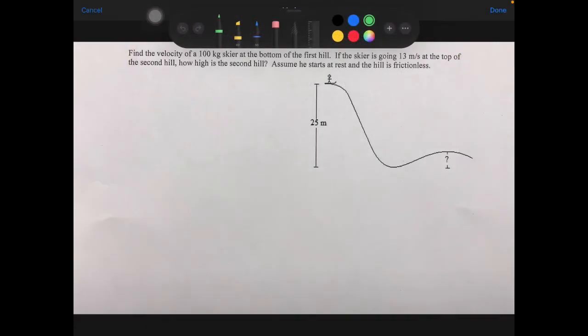Find the velocity of a 100-kilogram skier at the bottom of the first hill if the skier is going 13 meters per second at the top of a second hill. How high is the second hill? Assume he starts at rest and the hill is frictionless. So the idea here is this is a two-location problem.